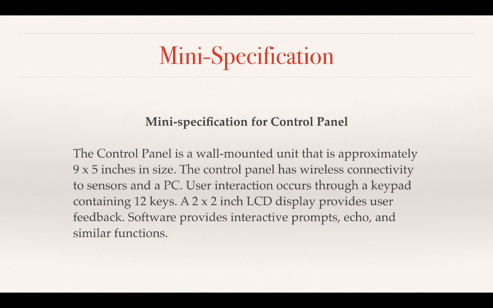Recall that the control panel was one of the objects in the list of objects. Therefore, a breakout group at the CRG meeting might be assigned to the control panel so that they can come up with a mini specification for it. Here's an example of such a specification. Eventually, this description would also be analyzed for objects, services, constraints, and performance criteria.